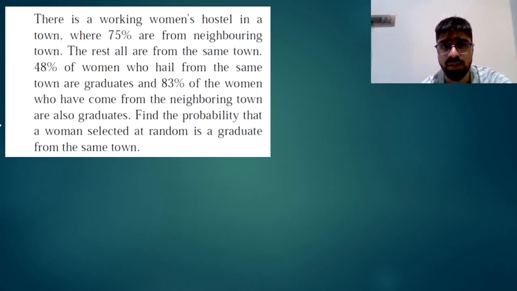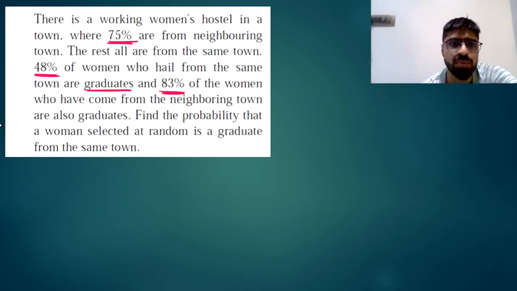It says that there's a working women's hostel in a town where 75% women are from the neighboring town. They've not written women, but it means women. 75% women are from the neighboring town, so 25% are from the hometown. The rest all are from the same town. 48% of women who hail from the same town are graduates, and 83% of women who have come from the neighboring town are also graduates.